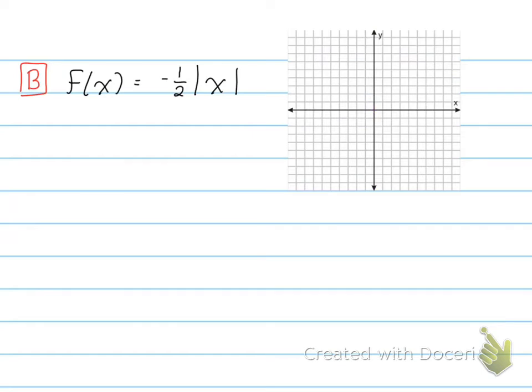Looking at another example, here I have f of x equals negative 1/2 times the absolute value of x. What's important to notice is that I don't see any numbers like plus or minus with the x or outside of it. That means I didn't shift at all, so my vertex stayed at 0, 0. My a value is negative 1/2. So starting at my vertex, I'm going to go down 1 over 2 on both sides symmetrically to make my V shape, like so. Connect the dots, and that's my graph.